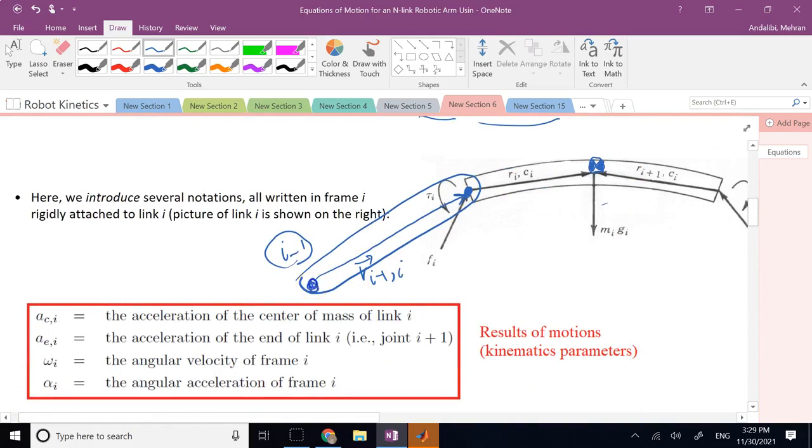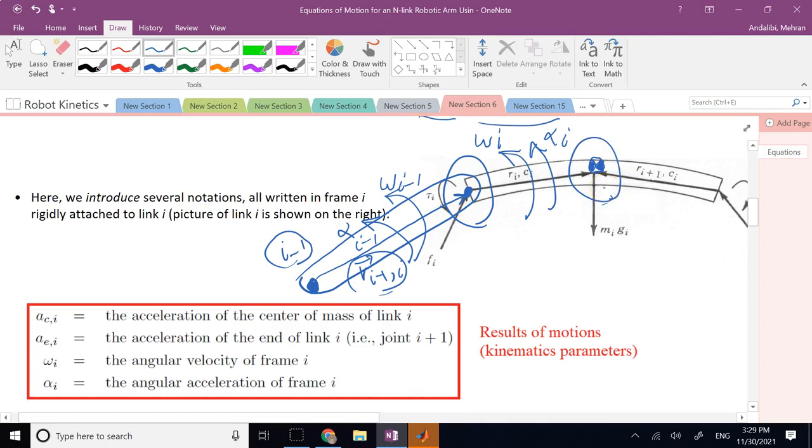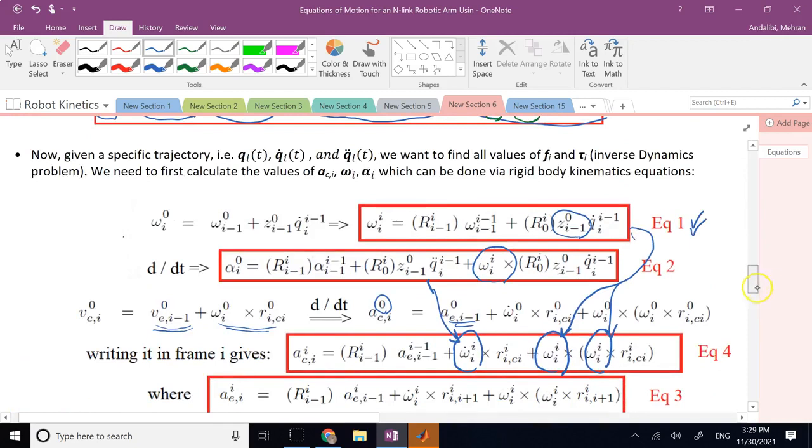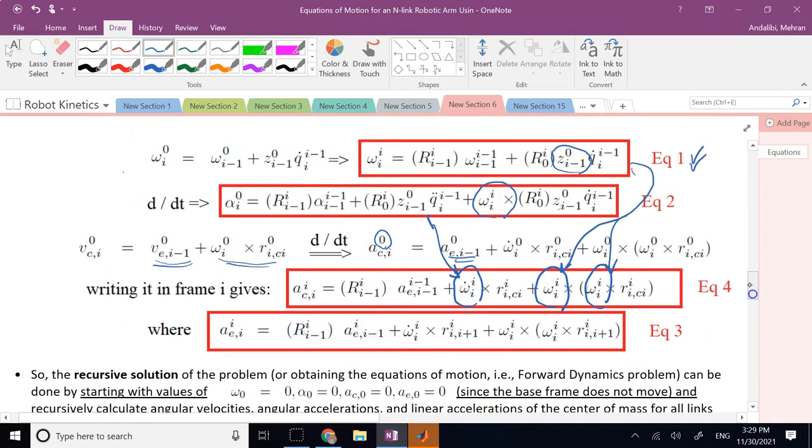If I have the acceleration of this point here, the left node on the previous link, and I know this vector, which is part of geometry, and I know omega of the previous link and alpha of the previous link, then I should be able to calculate this point. Once I know that, I can calculate the acceleration of the centroid. So you clearly see you have to go back, and that's what we call the recursion formulas.